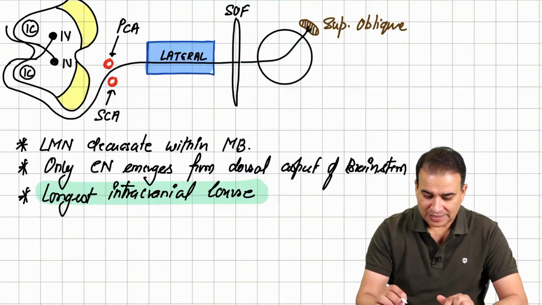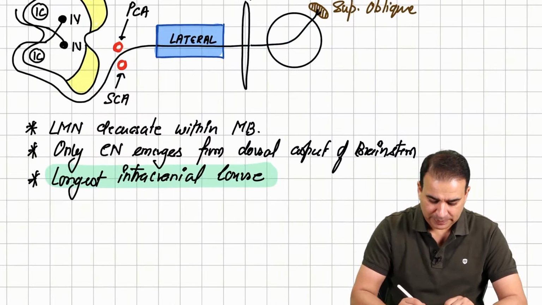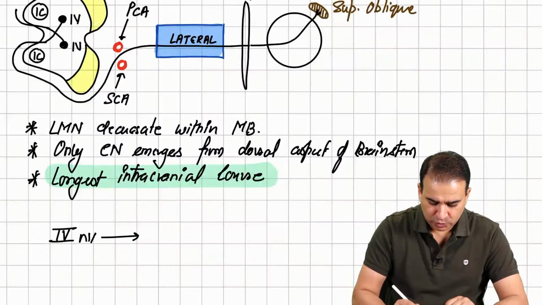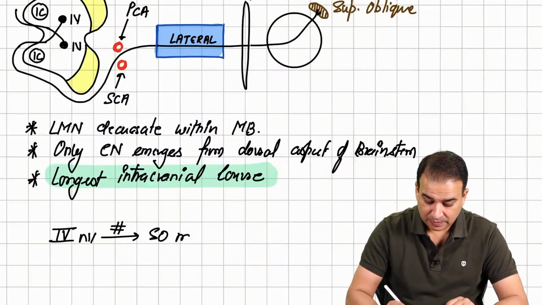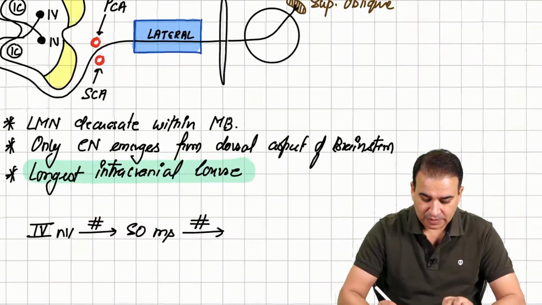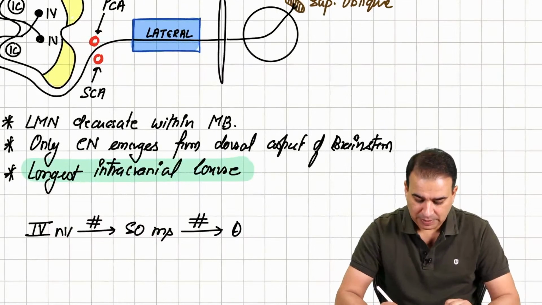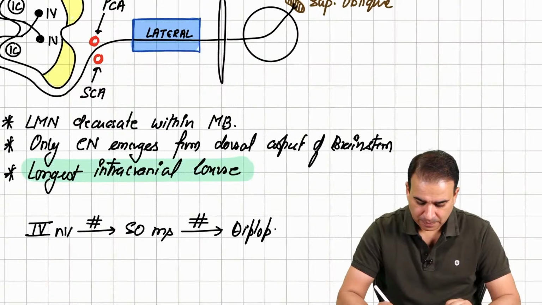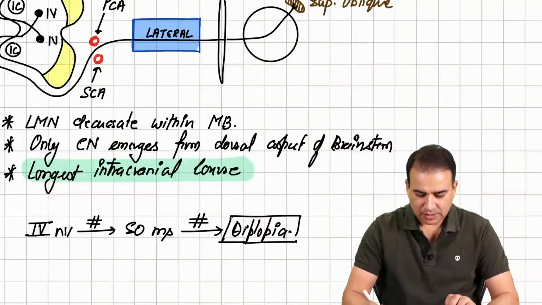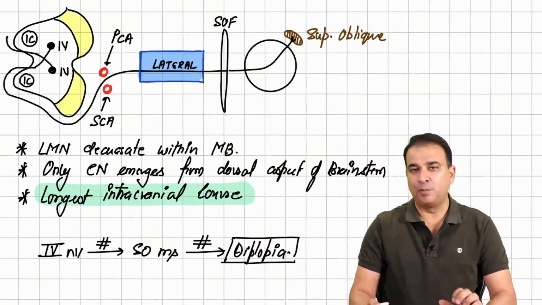In the fourth nerve, guys, what we will see, in case of fourth nerve palsy, the superior oblique muscle will get affected. And if the superior oblique muscle is affected here, then you will see that there will be diplopia. There will be a double vision. If the superior oblique muscle is gone, there will be diplopia. Double vision will be there.